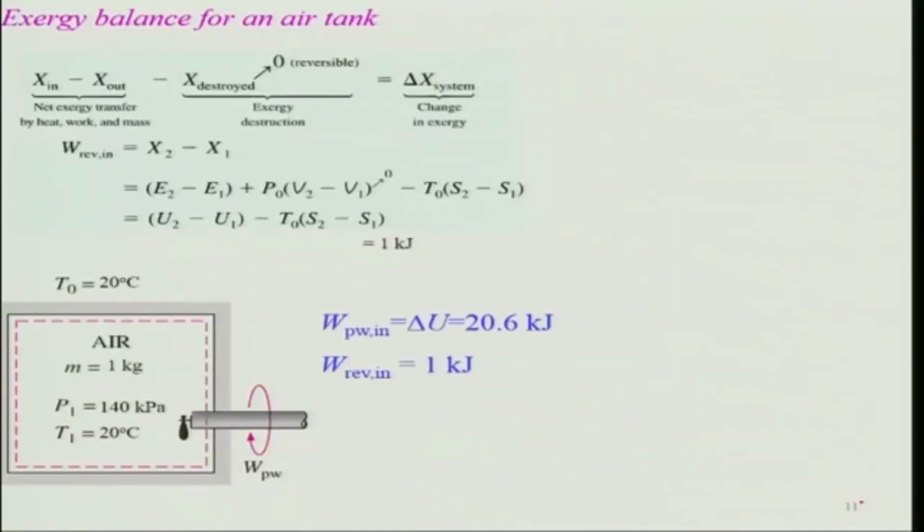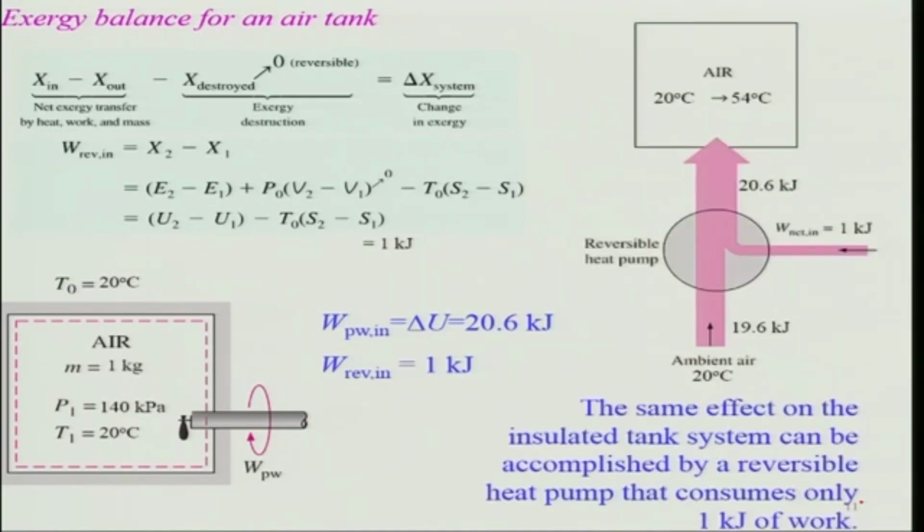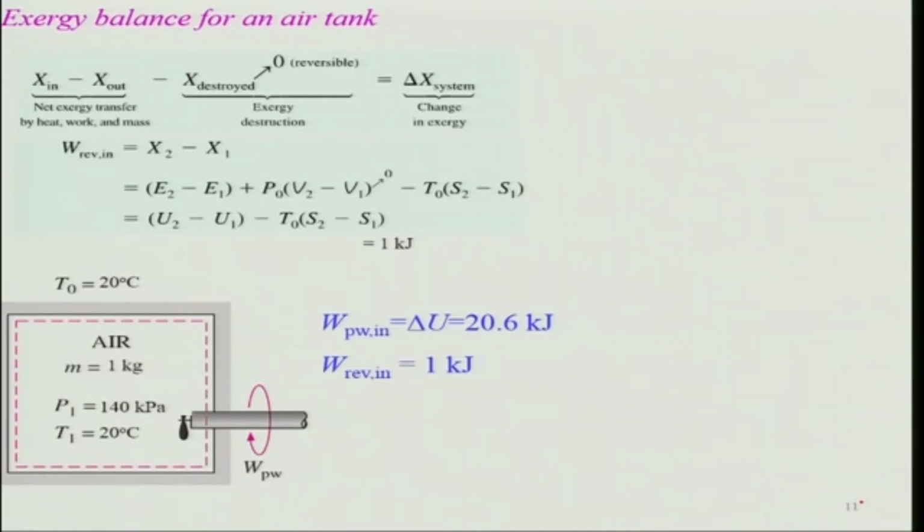Now we can take another example, which is the exergy balance of an air tank. The problem is the following. You have an insulated tank with air, and a shaft is applied, and the outside temperature is 20 degrees Celsius. It is being asked to do certain work in order to raise the temperature to 54 degrees Celsius, and to find the corresponding reversible work for this process. For the reversible case, we know that the exergy destroyed is going to be 0, so you apply your exergy balance and this is going to be 0.